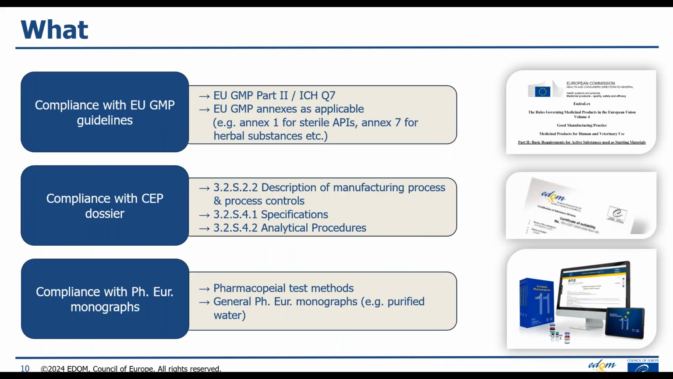So the next question then, what do we do during our inspections? So I guess the main thing we do is check for compliance with EU GMP guidelines. So important to note, since we only perform inspections of active substances and not finished products, the reference guideline would always be EU GMP Part 2, which is essentially the same as ICH Q7. But we would also refer to specific annexes of the EU GMP guide as relevant. So for example, if we were to do an inspection of a sterile API, of course, we would use Annex 1. Similarly, for herbal substances, we would use Annex 7 as well.